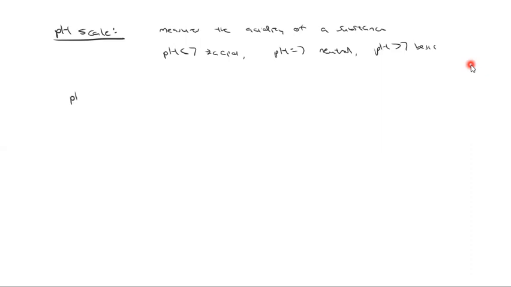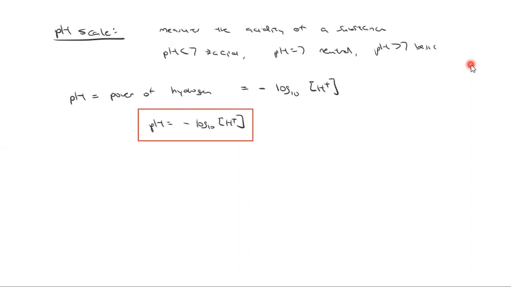So pH actually means power of hydrogen and is defined to be negative log base 10 of your hydrogen ion concentration. You'll probably notice that every time you write the p, it's basically minus log base 10. So pH is minus log base 10 of H. pKa is minus log base 10 of Ka. pKb is minus log base 10 of Kb, and so on.